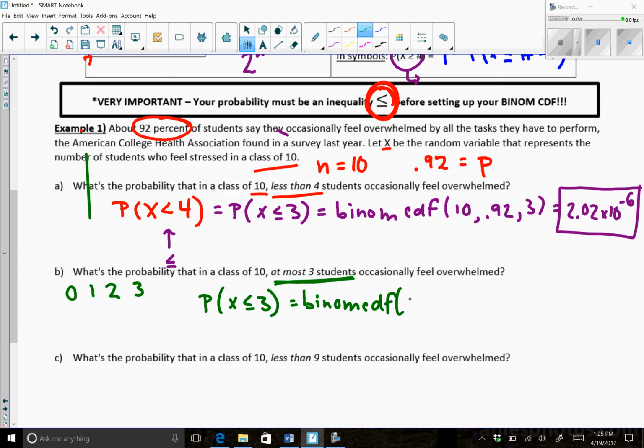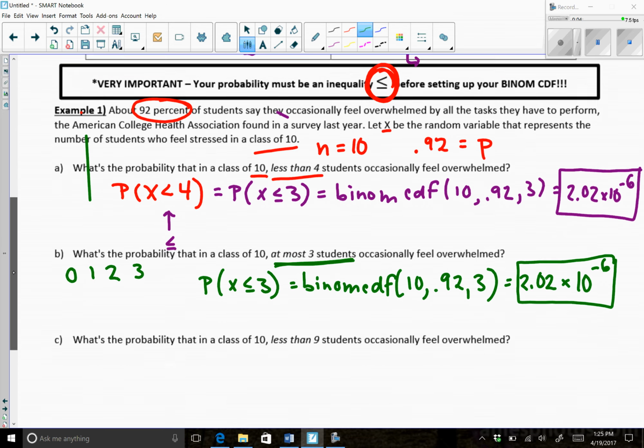The same values we actually saw in part A, because we had to convert that to 3 before we started. So the answer here turns out to be the same that we got in part A, 2.02 times 10 to the negative 6. So even though they asked us different questions, we got the same result, because we did have to do a little legwork in part A to get to where we needed to be.